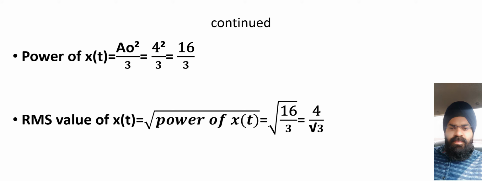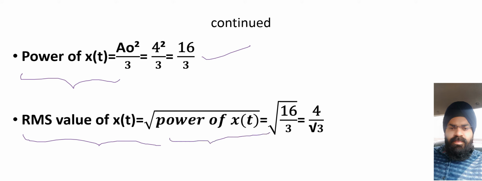So we discussed the power of xt. xt power is A0 square by 3, which is 4 square by 3, because the peak value is 4. So 4 square by 3 is 16 by 3. And what we discussed, RMS value is under root of power of xt. So it is under root of 16 by 3, and it is 4 by root 3. So this is the answer for RMS value. Also in this question, average value and RMS value were asked, so we calculated average value and RMS value.